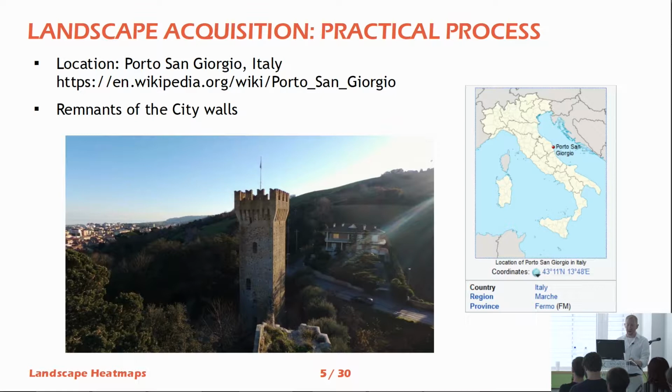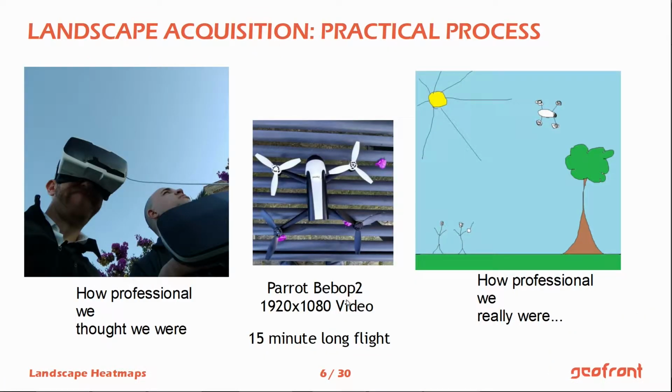In this case here, we took the landscape of Porto San Giorgio in Italy, and we wanted to record the remnants of the city walls. So for that, we took a Parrot Bebop 2 drone that recorded video. We thought we were very professional with that, but I guess we were still a little bit layman about it, but at least we got some video frames out of it.